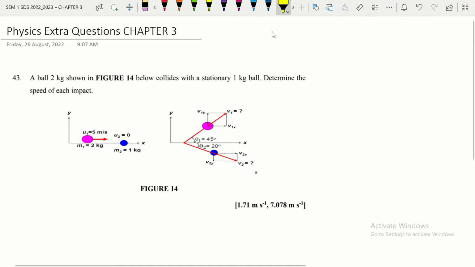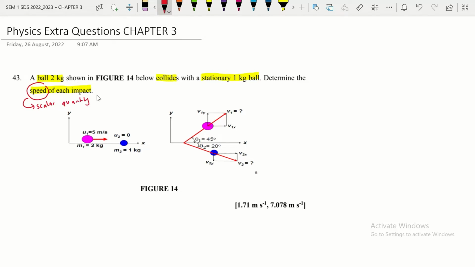Okay, now let's look at number 43, Physics Extra Question, Chapter 3. A 2 kg ball shown in figure 14 below collides with a stationary 1 kg ball. Determine the speed of each after impact. So, bila dia cakap speed, speed adalah scalar quantity. So, bila scalar quantity, maksudnya dia cuma nak magnitude. Tak perlu cari direction.